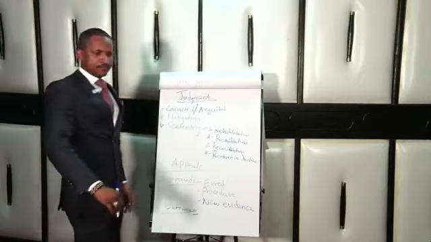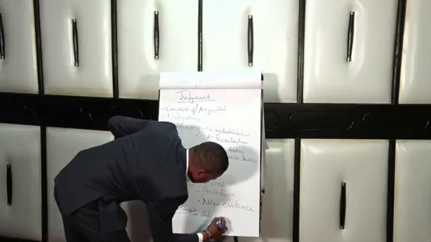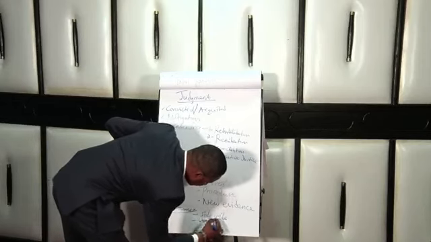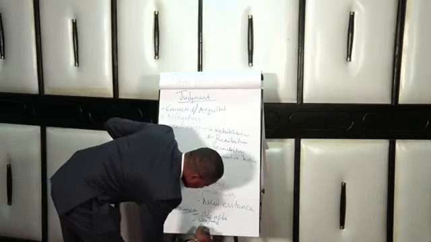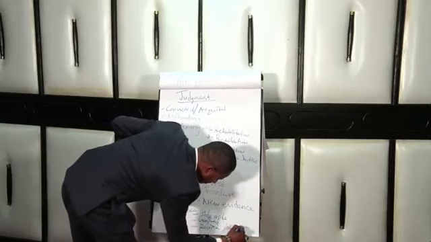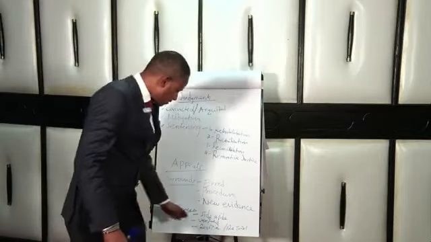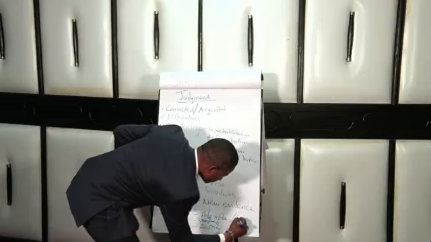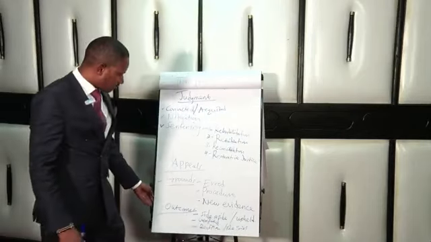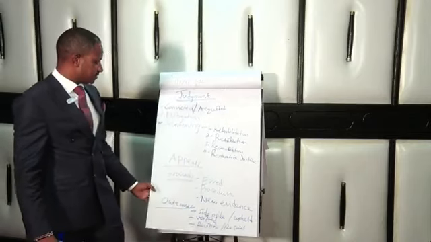Number one outcome of the Court of Appeal is that the decision can be set aside. The decision can be varied. There can be a revision. You can get a retrial. Revision or a retrial. Or upheld. A decision can also be upheld, the decision of the lower court. So that is on appeals.